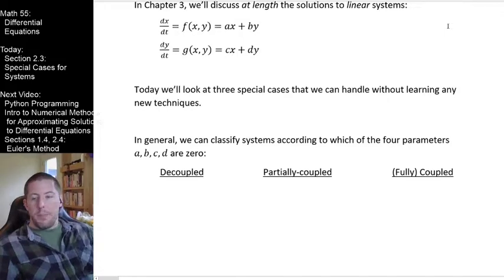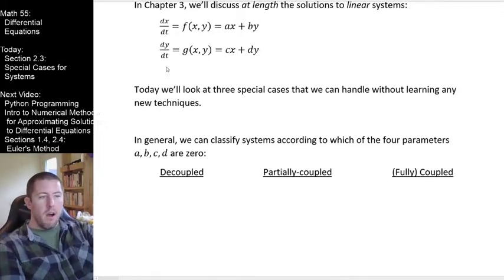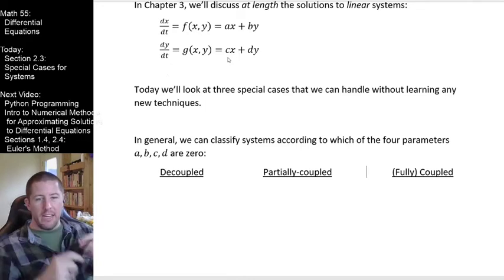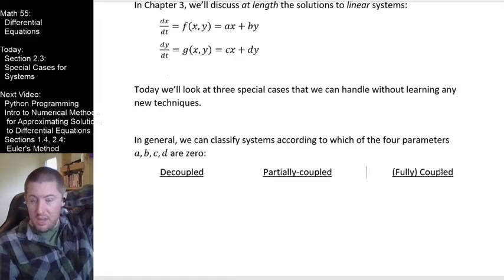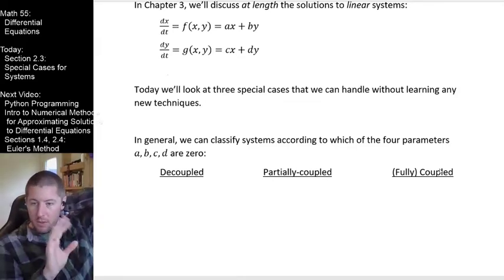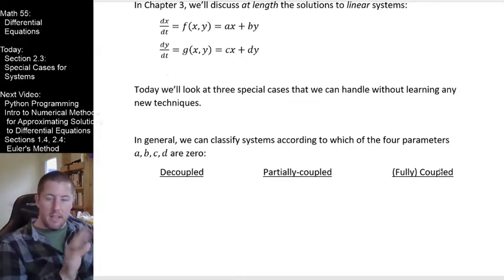So here's the deal. The reason why solving systems gets to be hard is because our dx dt equation has y in it, and our dy dt equation has x in it also, right? So they are interrelated with each other, or we'll come to call them coupled. They've got that interrelationship where the rate of change of x depends both on x and y. The rate of change of y depends on both x and y.